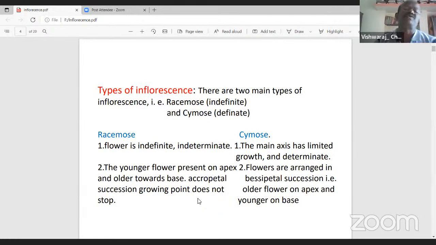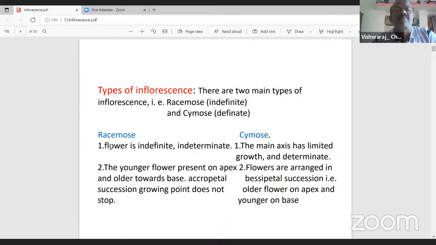Then types of inflorescence. There are two main types of inflorescence. There are three types of inflorescence, but the main ones are two. One is racemose and the other is cymose. Racemose inflorescence and cymose inflorescence. What is the difference between racemose and cymose? We'll see here.